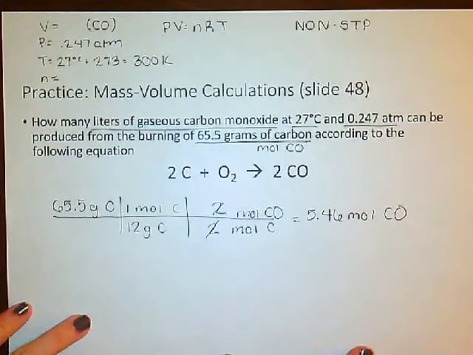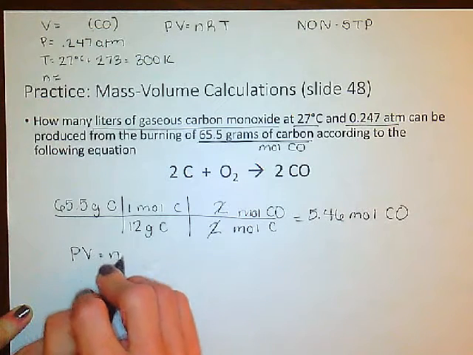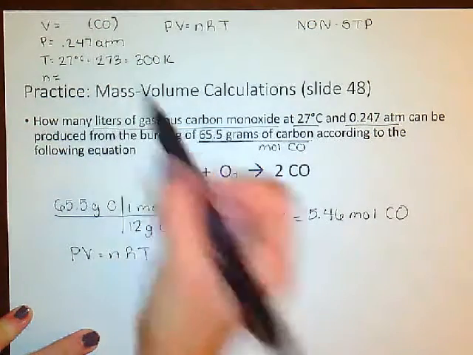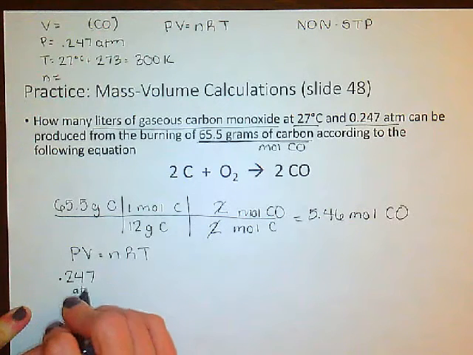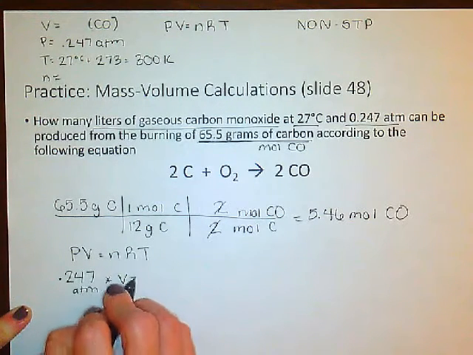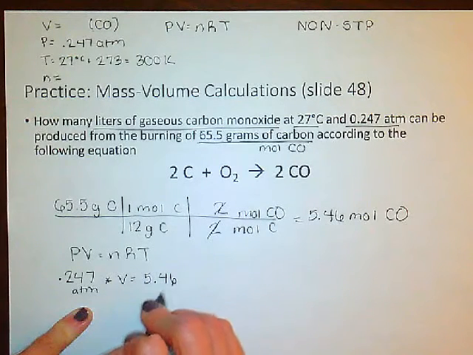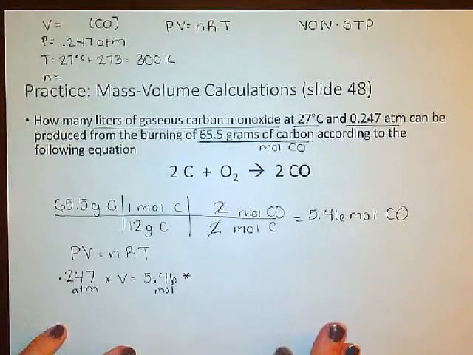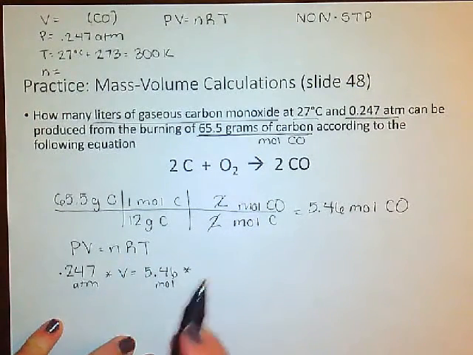Now that we have that value, we can go ahead and use that ideal gas law. Pressure times volume equals nRT. And let's plug in what we have. The pressure we know is 0.247, and that's ATM. And remember, units here are very important for us because of that universal gas constant. The number of moles is 5.46. I'm writing the units below just so you can kind of keep track of where I'm coming up with these numbers. The next variable is R.